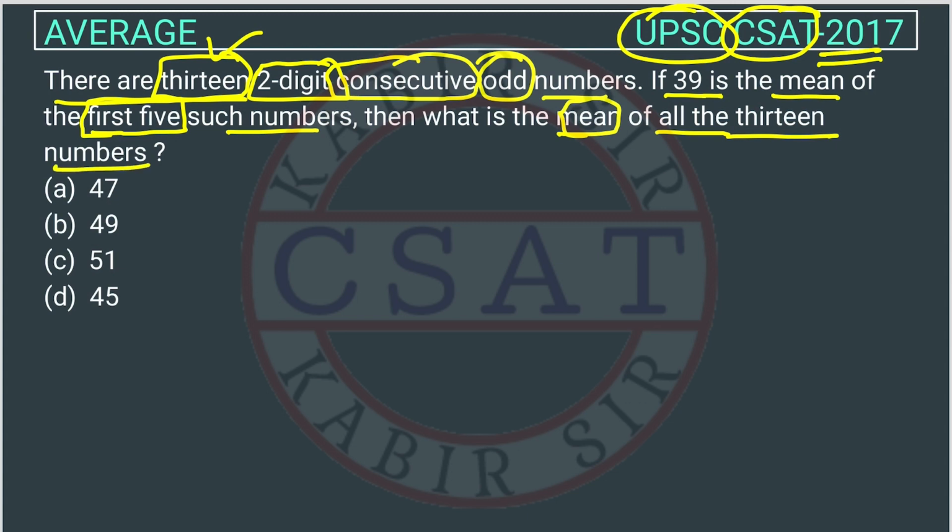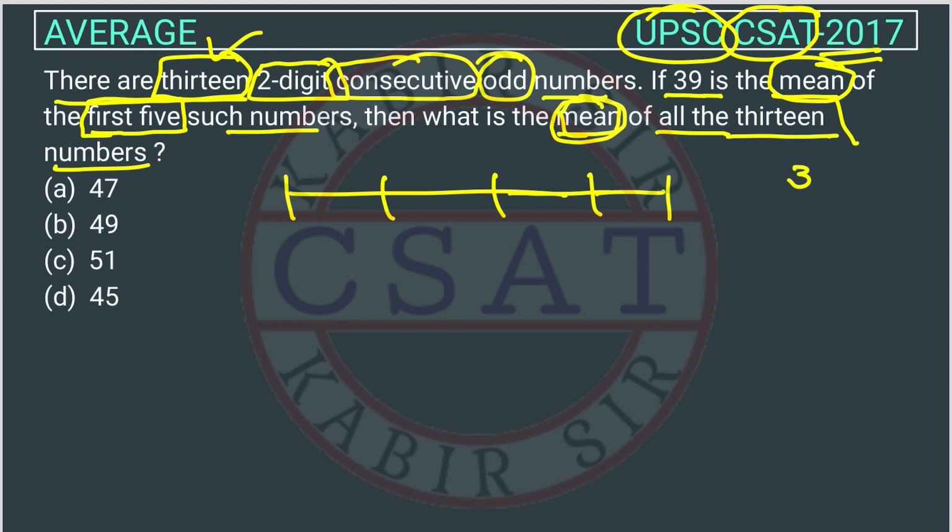First of all, don't get confused. They have given here mean. Mean and average are the same, so you can assume average. So what have they given? They have given these 5 numbers: 1, 2, 3, 4, 5. The mean of these 5 numbers is 39. And we know that these are 2-digit numbers.